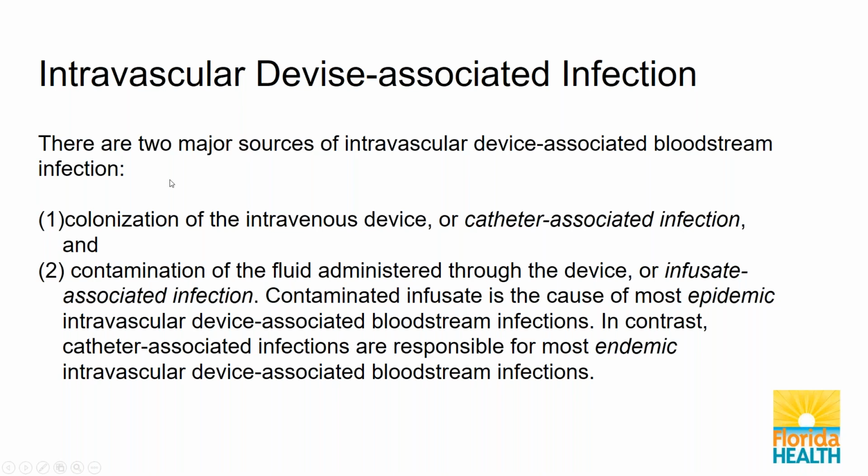So there are two major sources of intravascular device-associated BSIs. So number one is going to be the colonization of the intravenous device or catheter-associated infection. And number two is going to be contamination of the fluid administered through the device or infusate-associated infection. So contaminated infusate is the cause of most epidemic intravascular device-associated BSIs. In contrast, catheter-associated infections are responsible for most endemic intravascular device-associated bloodstream infections.